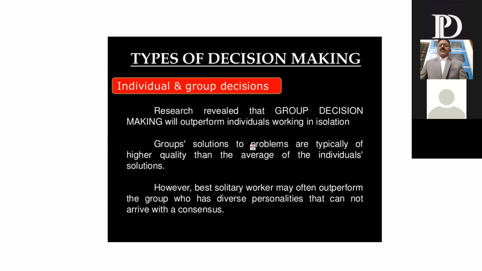And group solutions to problems are typically of higher quality than the average of the individuals' solutions. Yes, the individual is only one mind, only one heart, but a group has many minds and many hearts that touch the problem and solve the problem, and decision making becomes more perfect in group decision making compared to individual.